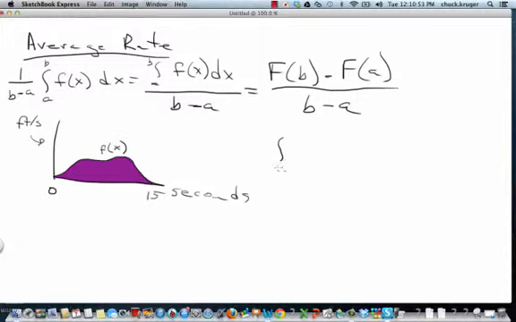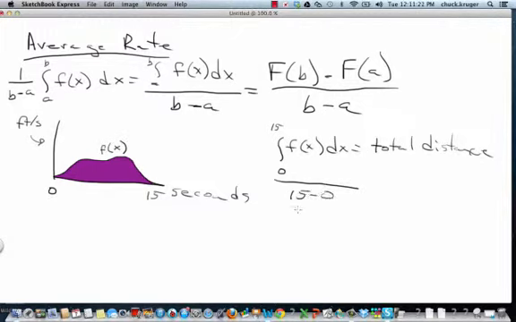if I integrate this from 0 to 15 of f of x dx, since this is entirely positive, since it's entirely above the x-axis, this is going to give me my total distance. The total distance perhaps that I walked in 15 seconds. But if I divide it by 15 minus 0, this is my b, this is my a, and I divide this by 15, I'm taking my total distance and dividing it by 15. That's going to give me my average rate.